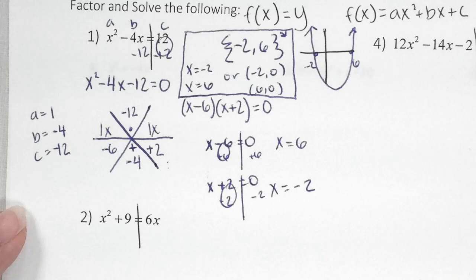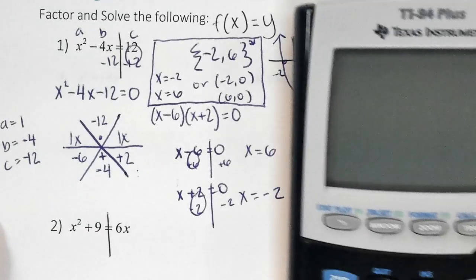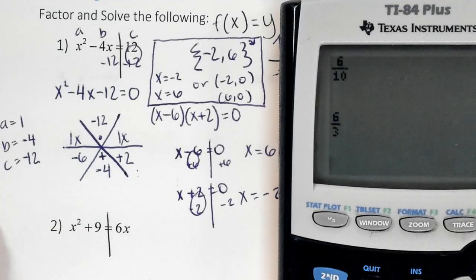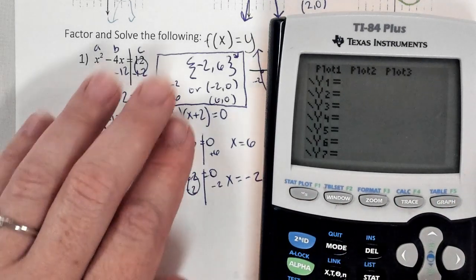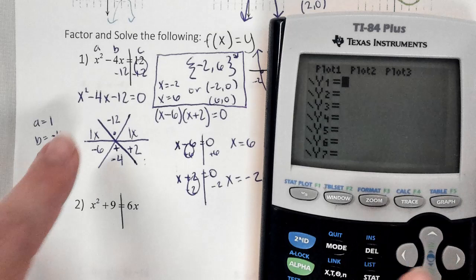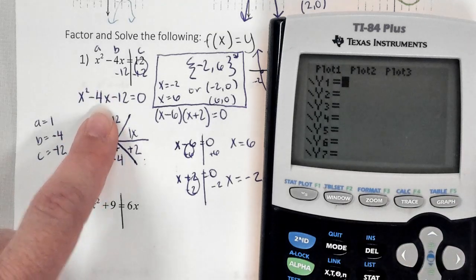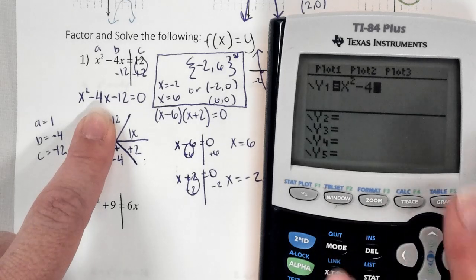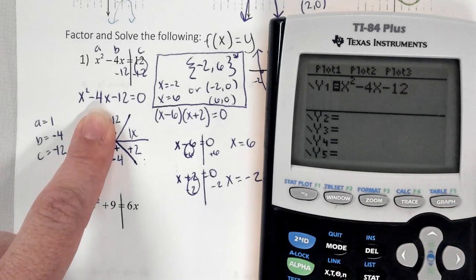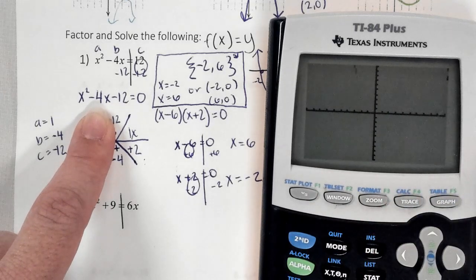Okay, so now I'm going to show you a trick. When A is 1, this always works. So we like when A is 1 because it makes our life easy. I wanted to show you the mathematical way first. But once I get it equal to 0, so this step, not this one, I have x squared minus 4x minus 12. I'm going to hit graph.